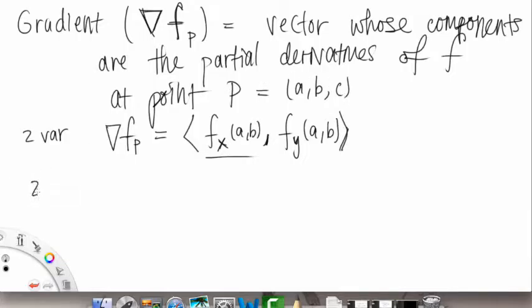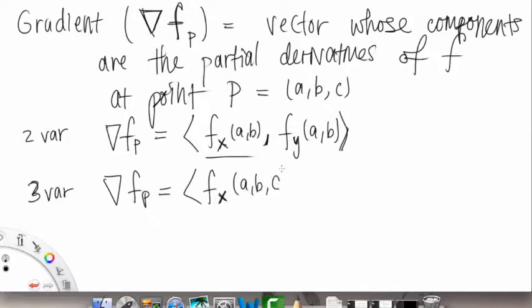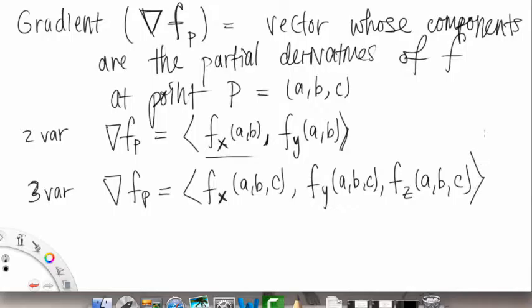And then in three variables, it would look a little bit different. Instead, we're going to have three components: an x component, a y component, and a z component, and they're each respectively the partial derivatives with respect to those variables. And instead of plugging in just (a, b), we're going to plug in (a, b, c) because it's three variables. So for our y component, we have f sub y at (a, b, c), and for our z component, we have f sub z at (a, b, c). Okay, so that's basically it. That's all you do for a gradient.